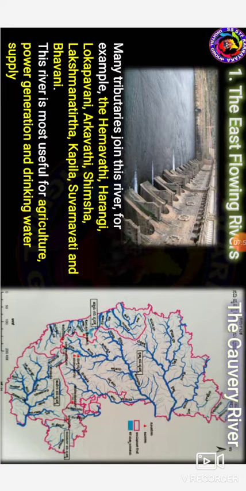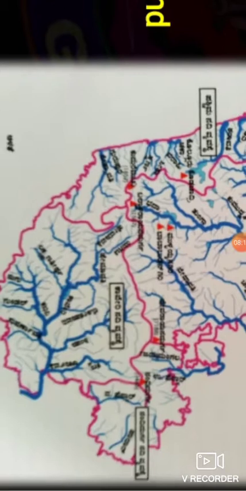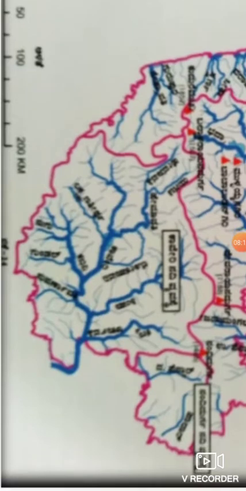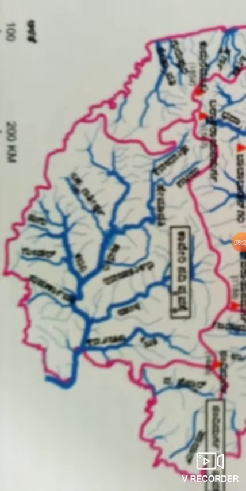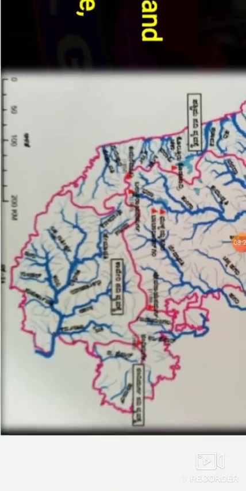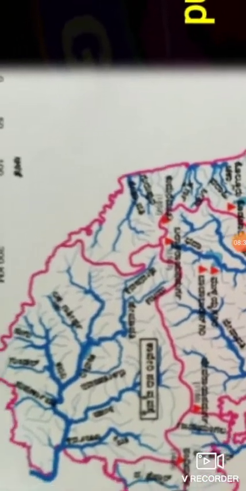Many tributaries join the Kaveri River. For example, okay, look carefully, dear students, in the southern part of the Kaveri River. Okay, look here. On this side the Kaveri River flows. What are the tributaries of the Kaveri River? I can tell you the tributaries of the Kaveri River. Look carefully. The Kaveri River flows on this side.